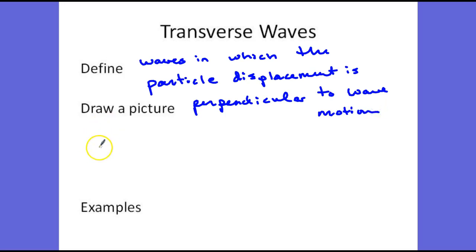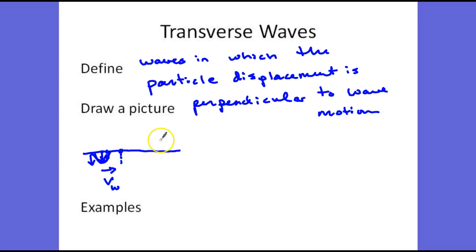So if I have a string, and the string looks like this, and I were to pluck the string, pull it down, I would create a wave pulse that would look like this, and it would travel, and every little particle sitting on the string would move down and then back to the rest position as the wave passed. So like if the wave is right here, then a particle that had been sitting right here is now displaced down to there. A particle that had been sitting here is displaced down to here. So the particle displacement is down and then back up, while the wave motion, the velocity of the wave, is to the right. So perpendicular.